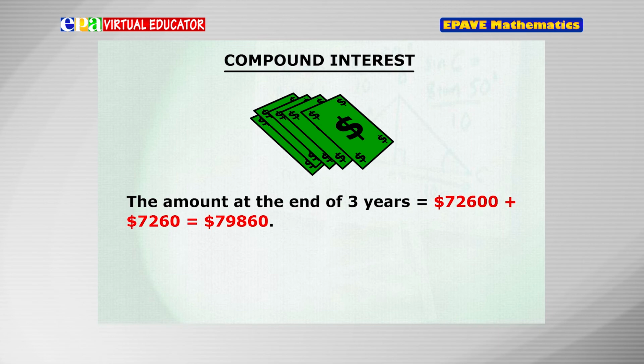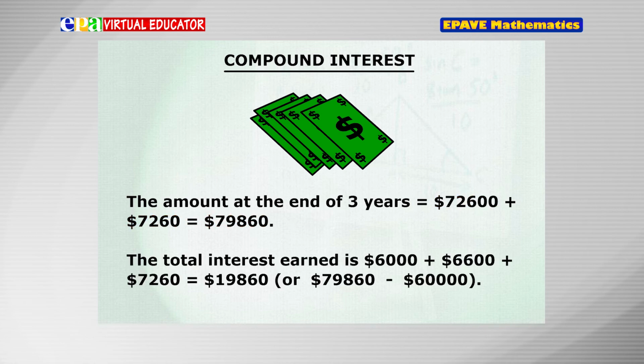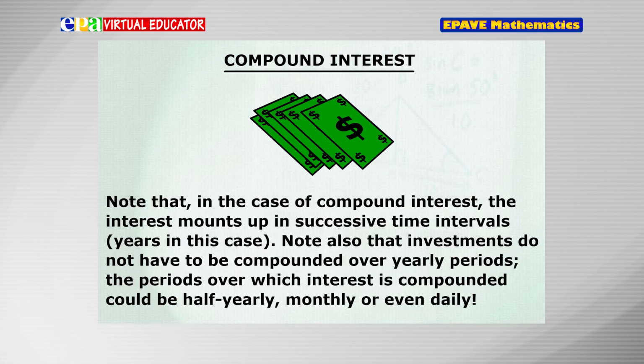$72,600 plus $7,260, which is equal to $79,860. The total interest earned is $6,000 plus $6,600 plus $7,260, which is equal to $19,860, or $79,860 minus $60,000. You should know that compound interest accrues in successive time intervals, which could be half-yearly, monthly, or even daily.